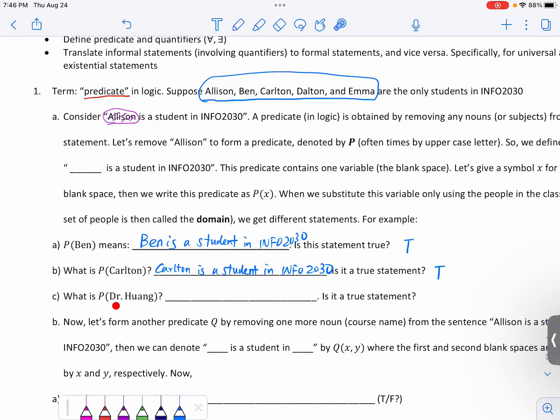Now what about P of Dr. Huang? What does that mean? That means Dr. Huang is a student in info 2030. So is this a true statement? Well, there are only 5 students here. Dr. Huang is not a student. I'm not a student, I'm just a teacher, right? I'm just an instructor. So this is false. Dr. Huang is not a student in this class. So this is a false statement. So that's what a predicate is. This is the simplest one.